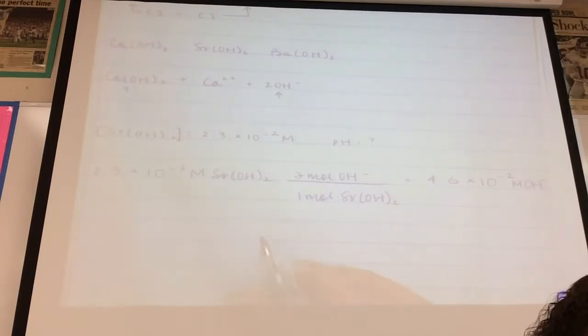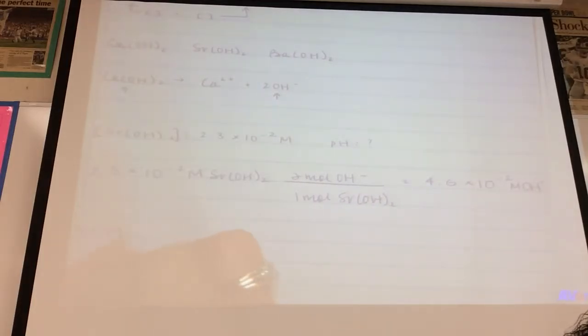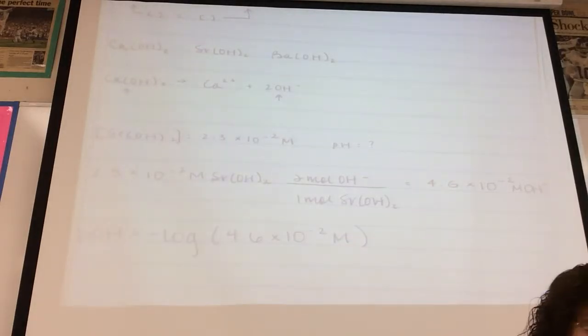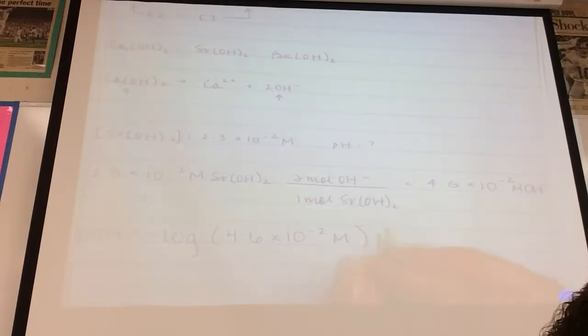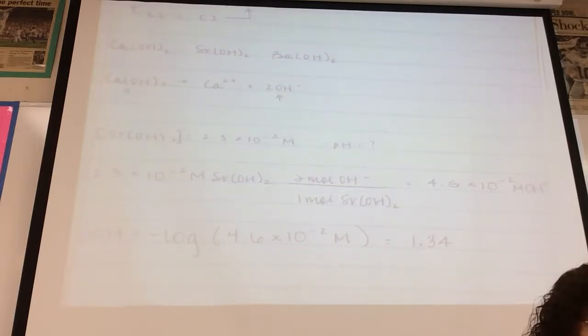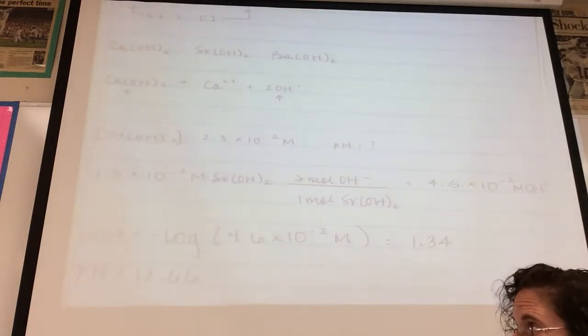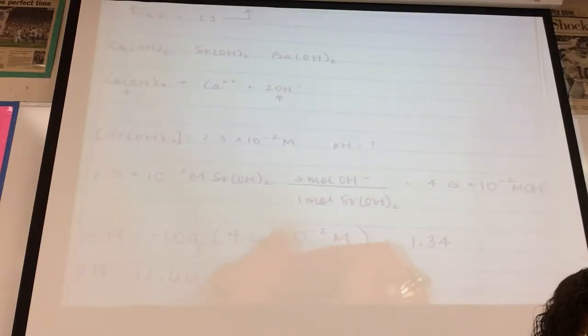All right. Once you know that, pOH is equal to the negative log of 4.6 times 10 to the negative 2 molar. It's going to be 1 point something. So you have negative log of 4.6 EE negative 2. 2 sig figs means 2 digits after the decimal point for pH or pOH. So pOH is 1.34. pH is 14 minus that. Maintain those 2 decimal places. The pH is 12.66.